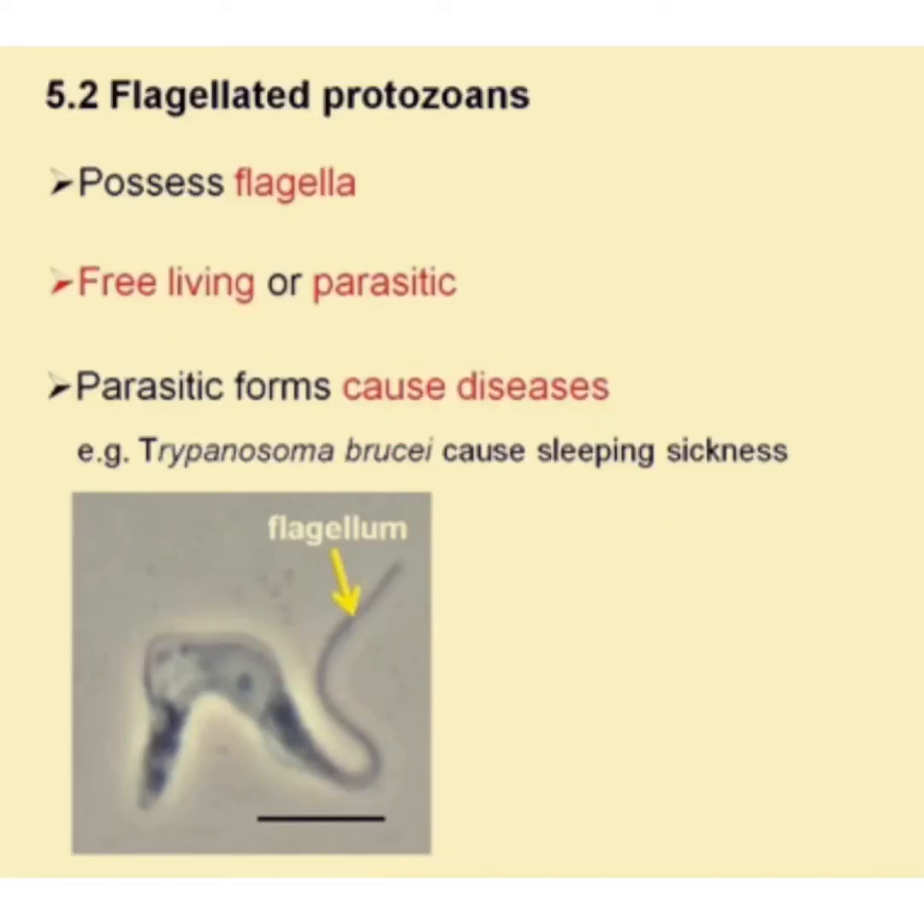Second type are the flagellated protozoans. They possess flagella. They may be free living or parasitic in nature. Parasitic forms cause diseases. An example is Trypanosoma brucei, which causes sleeping sickness in man.